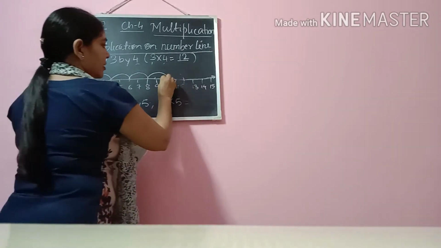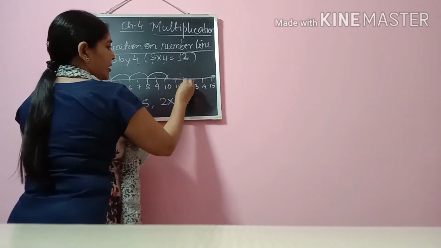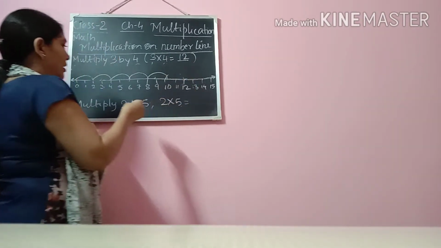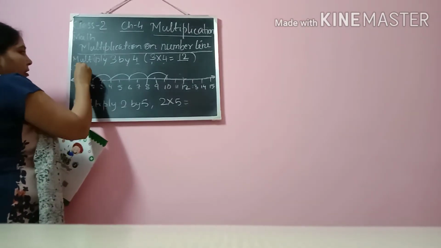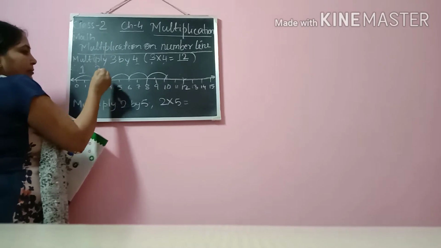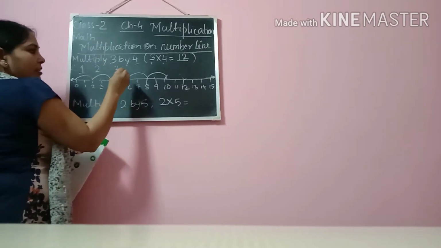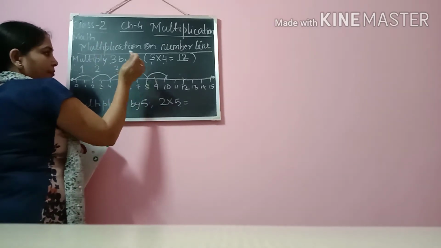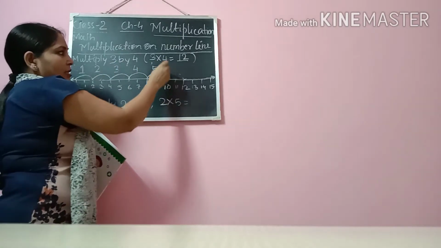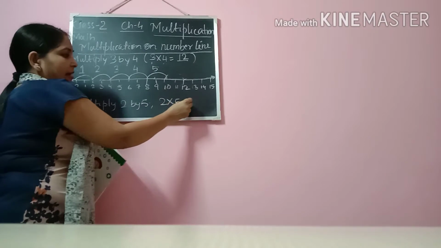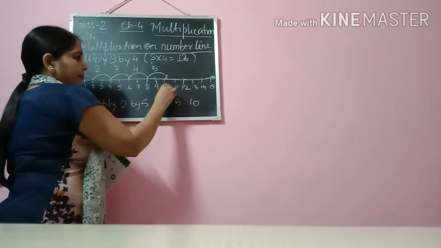So here we have 12. Let us see how many times we have skipped 2. 1 time, 2 times, 3 times, 4 times and 5 times. So when we have skipped 5 times 2, then what have we got? We have got the answer 10.